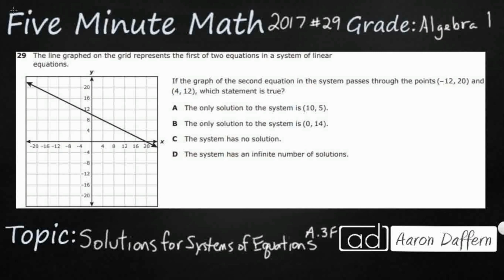All right, so we have a line here that's already graphed, and it represents the first of two equations in a system of linear equations. The second equation on this graph passes through these 2 points. Let's put these on the graph. Negative 12 is our x, 20 is our y, so it looks like it's going right up there. And then 4 is our x, 12 is our y. All right, so which statement is true?